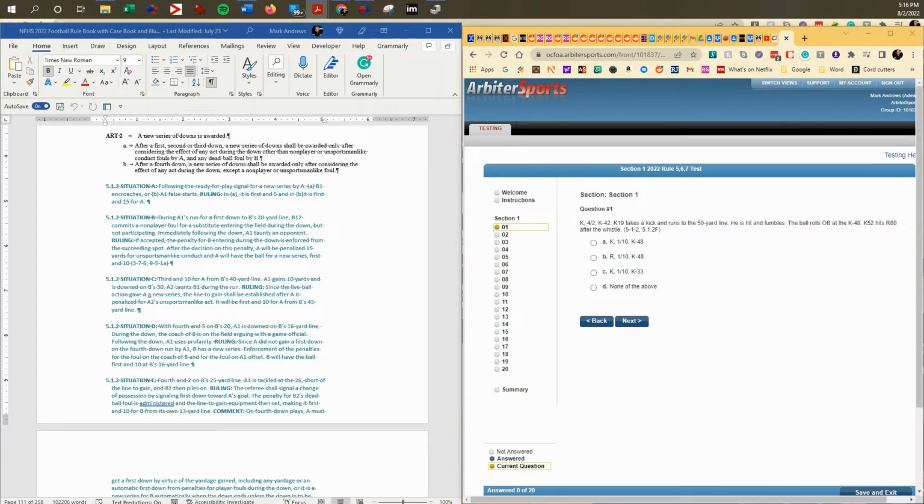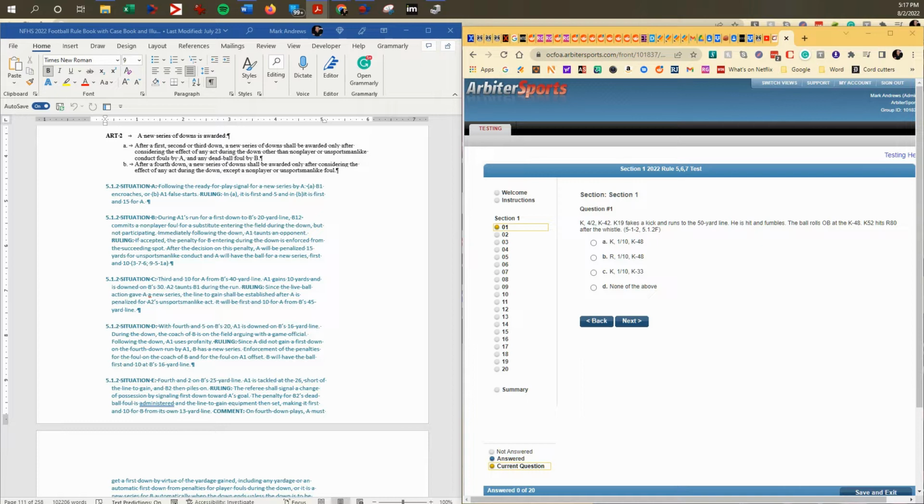Question number 1. K 4th and 2 at the K42. K19 fakes a kick and runs to the 50-yard line. He is hit and fumbles. The ball rolls out of bounds at the K48. K52 hits R80 after the whistle.